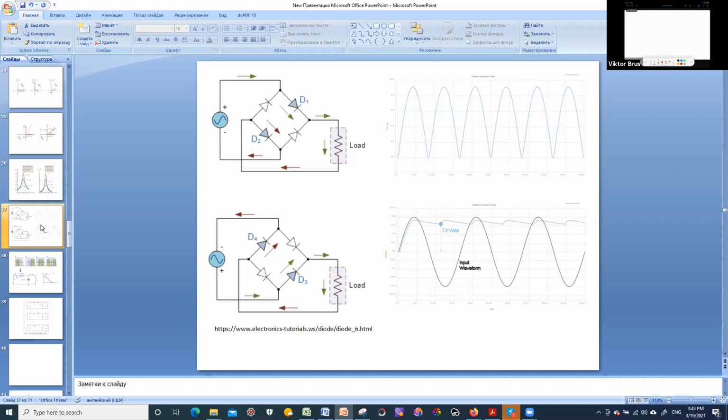However, it's still AC. It has this positive and negative during each period. Half of the period the voltage is positive, half of the period the voltage is negative. So we need to solve this problem somehow. The easiest solution is just to connect a diode in series to the secondary coil of the transformer, and that will help to cut off each half of the period with negative voltage or negative current.